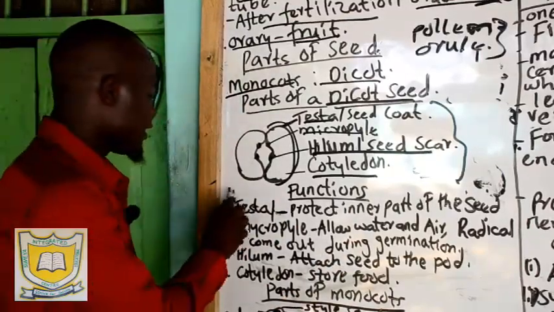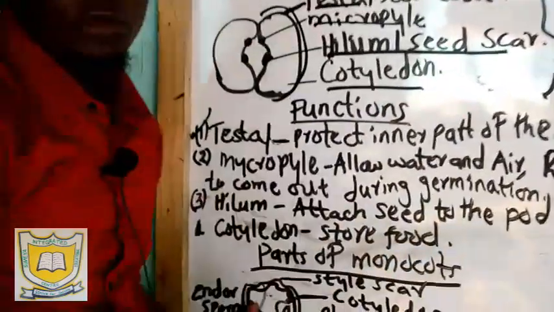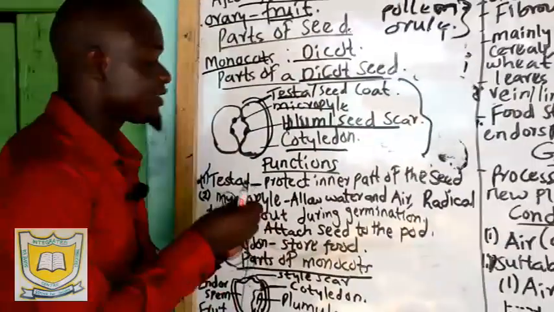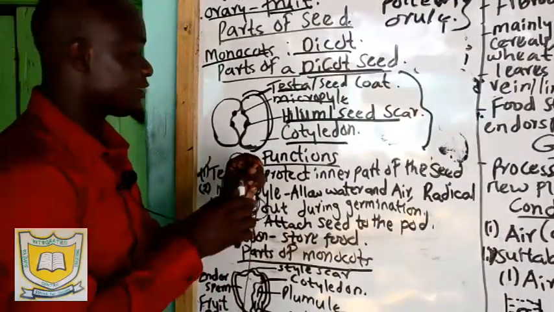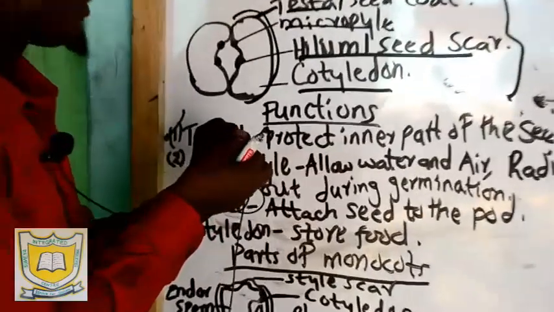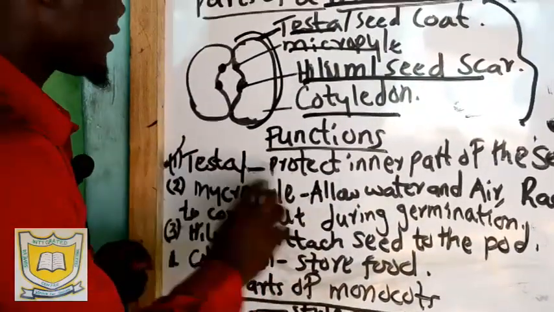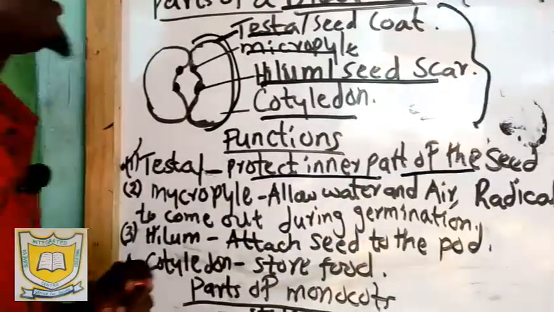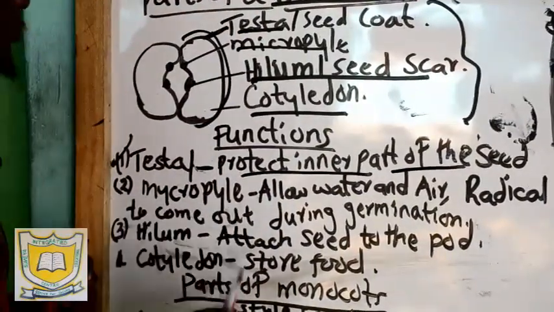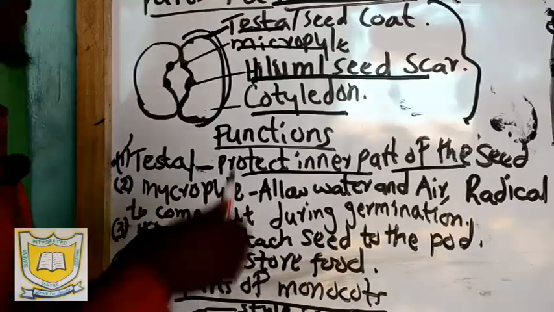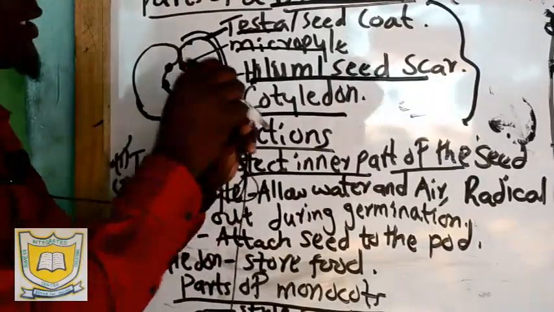Number one, we start with the testa. The function of the testa, because it's the external part, is that it protects the inner part of these seeds. That's why it's very smooth, so that when you touch it, you cannot touch the internal part. So the testa protects the inner parts of the seed. Number two, we move to the micropyle, which allows water and air to enter into these seeds.